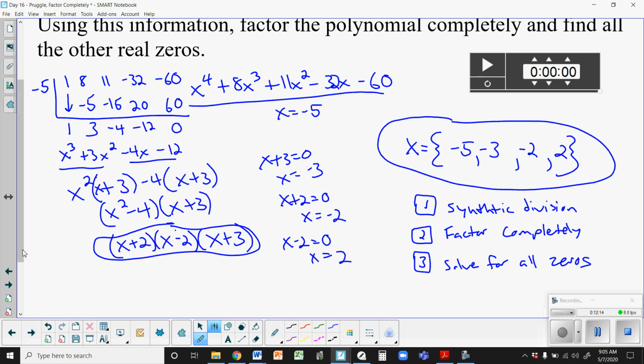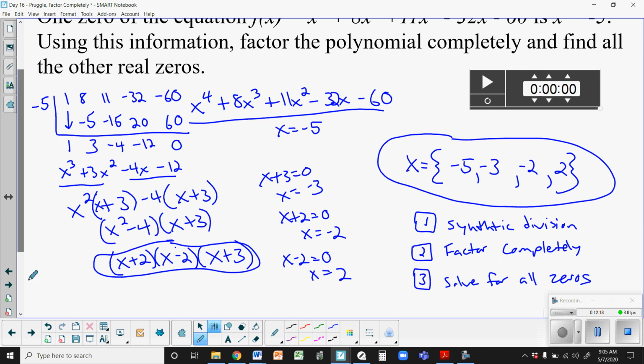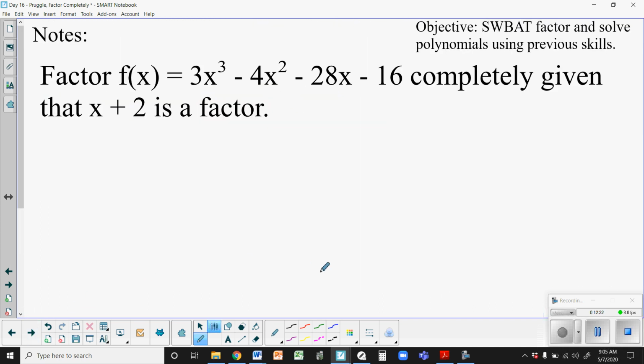All right, so hopefully that was helpful, that you were able to follow through. Let's do some that are pretty similar to this. So this next one says factor f of x equals 3x cubed minus 4x squared minus 28x minus 16 completely. So we have to factor this completely given that x plus 2 is a factor.